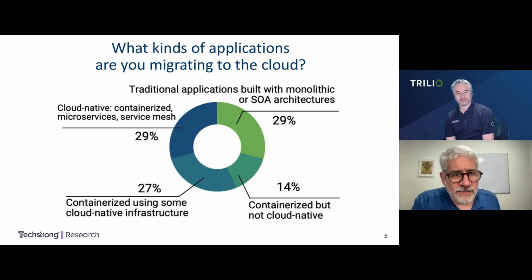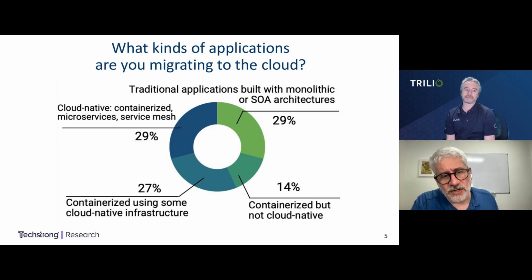Right. A similar type of number are cloud native: containerized, microservice, service mesh. So those are applications that are really built with this new architecture in mind, leveraging these capabilities that are there. Again, 27% using containerized, using some cloud native infrastructure. So that's half baked, right? Folks are starting to think about some of these new services. Maybe they pulled out some microservices and put in others as they continue to refactor. And then 14% are containerized, but not cloud native. So again, you've got a pretty good mix there.